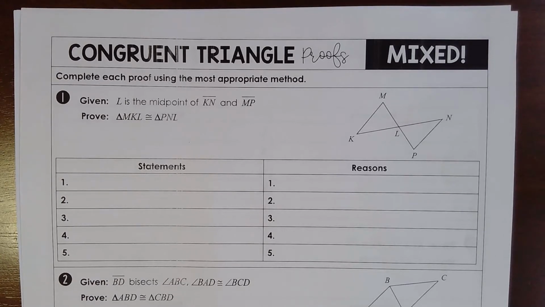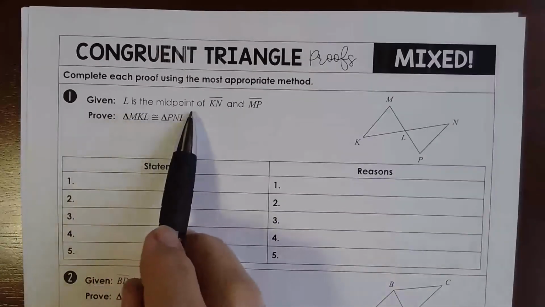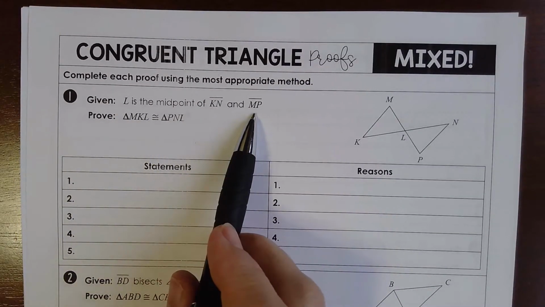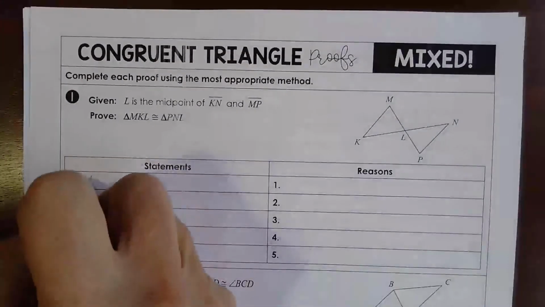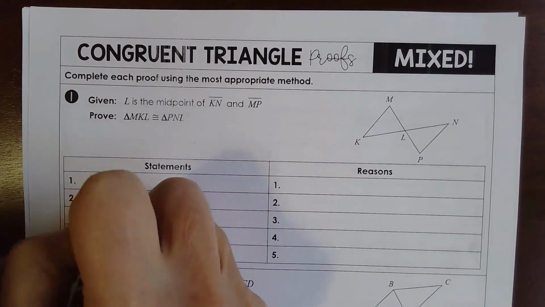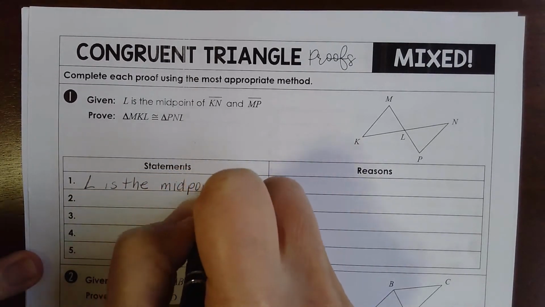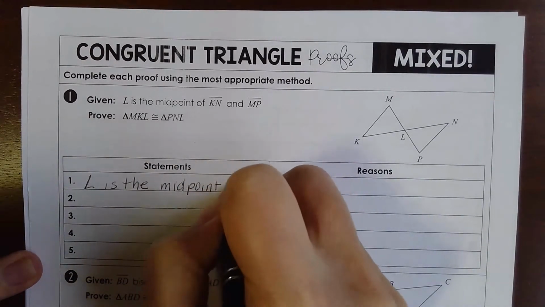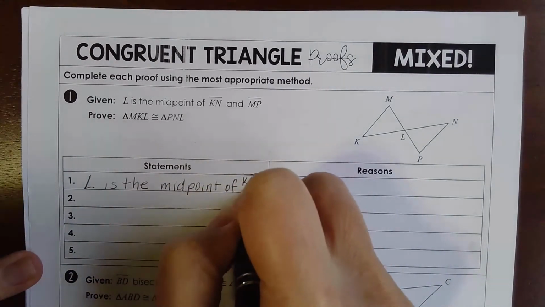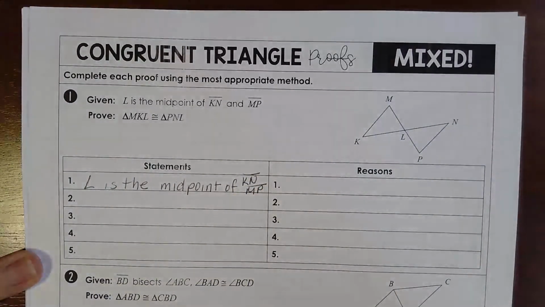All right, so we're going to practice some proofwriting again today. So remember, the top few statements are always your given parts, and the very last one is always your triangle. Okay, why is it congruent? So here we're told that L is the midpoint of segment KN and of segment MP. So that's our very first thing we write. L is the midpoint of KN and MP. And that's given.